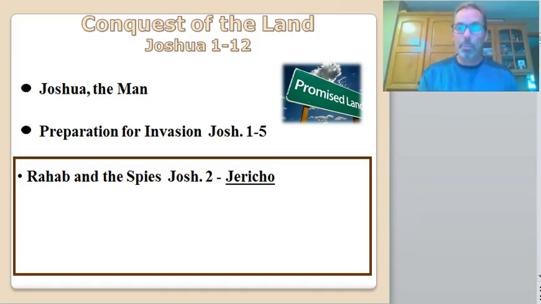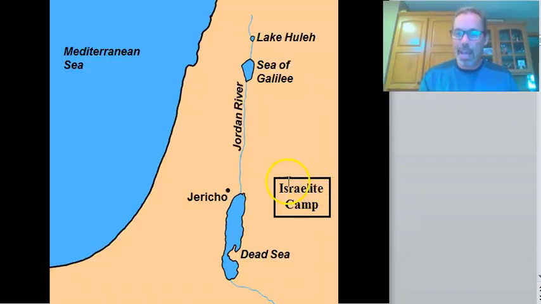So let's talk a little bit more specifically about some of the preparations in Joshua 1 through 5. One of the first things that Joshua does is he sends out these 12 spies. Remember, there were 12 spies sent out in the book of Numbers, and that didn't turn out so well. This time, he sends out spies, and it goes much better. The Israelites are camped on the east side of the Jordan River, and Joshua sends the spies to Jericho.